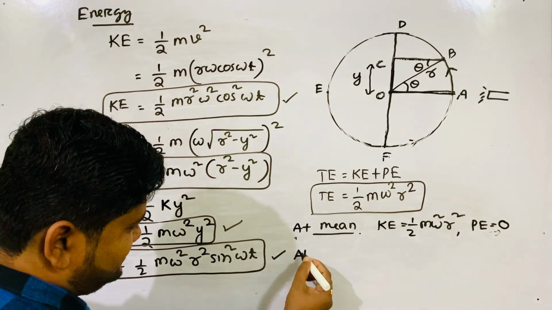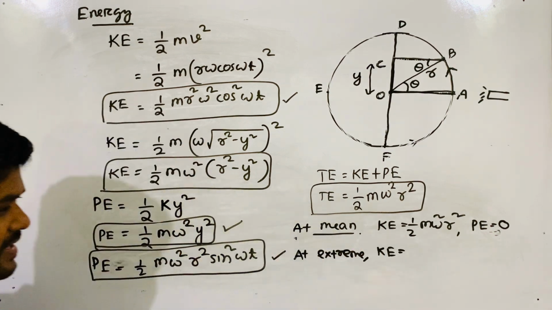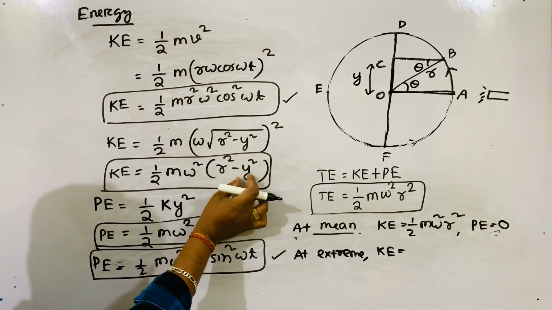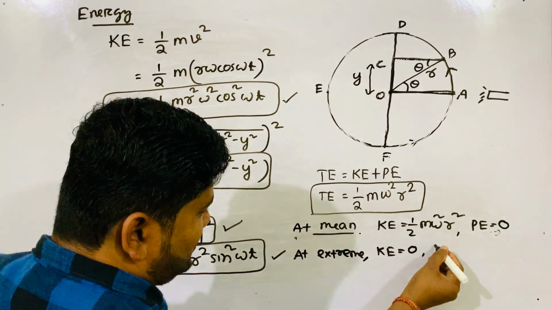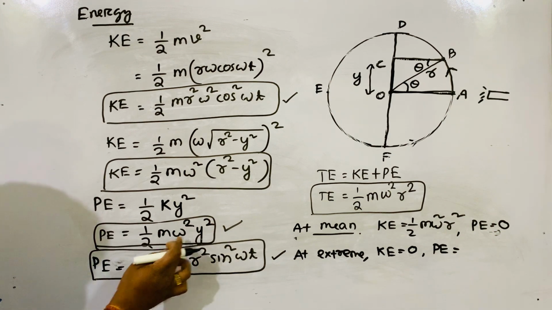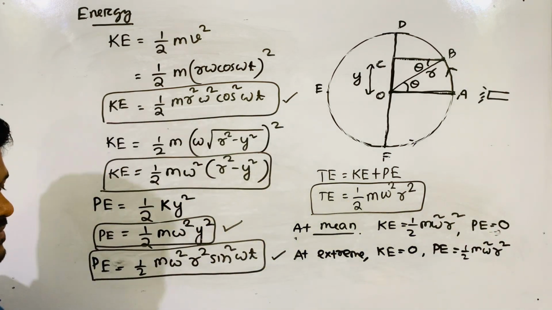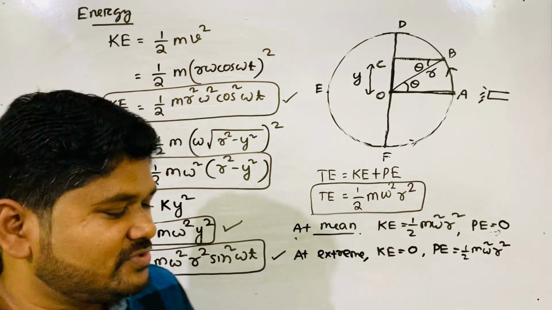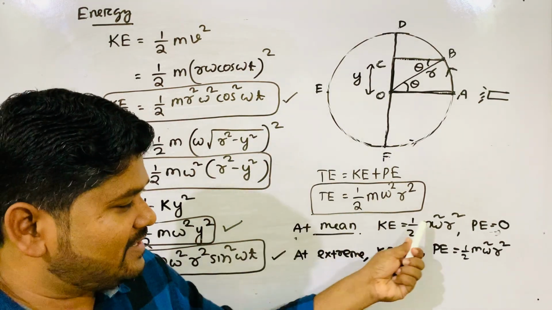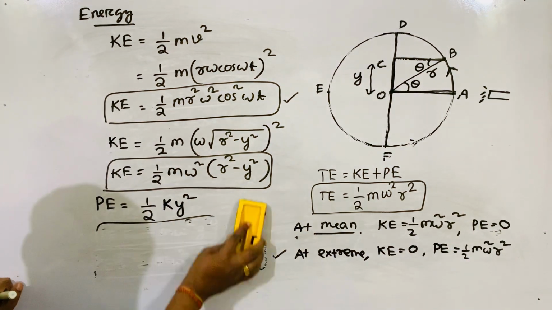Again at extreme position, what about kinetic energy? Extreme position means displacement is plus or minus r, so r square cancels and it's 0. But what about potential energy? Plus or minus r, so square is there, so it becomes half m omega square r square. When you add them, you will again get this much. That means at mean position, kinetic energy is maximum and potential is 0. At extreme position, kinetic energy is 0 and potential energy is maximum.